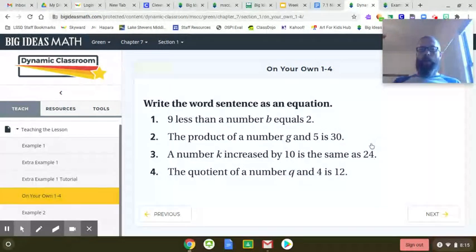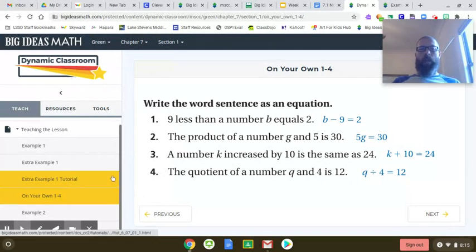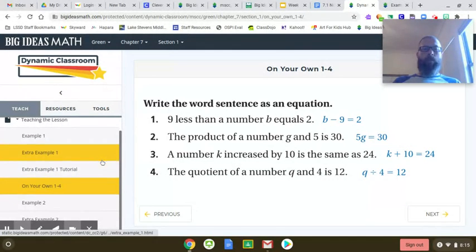All right, now that you're back, let's take a look at the answers. And so we get 9 less than number b would be b minus 9 equals 2. The product of a number g and 5 is 30: 5g, because product means multiply. A number k increased by 10 would be k plus 10. The quotient of a number q and 4 would be q divided by 4. So those are some examples that you'll want to keep handy, and we'll move on to the next one.